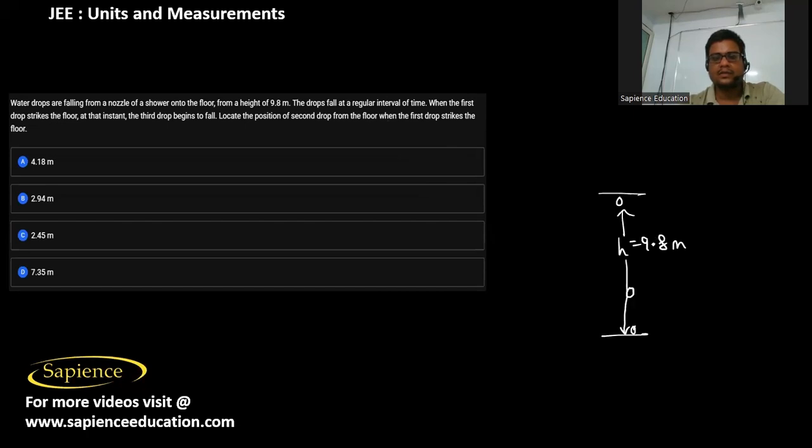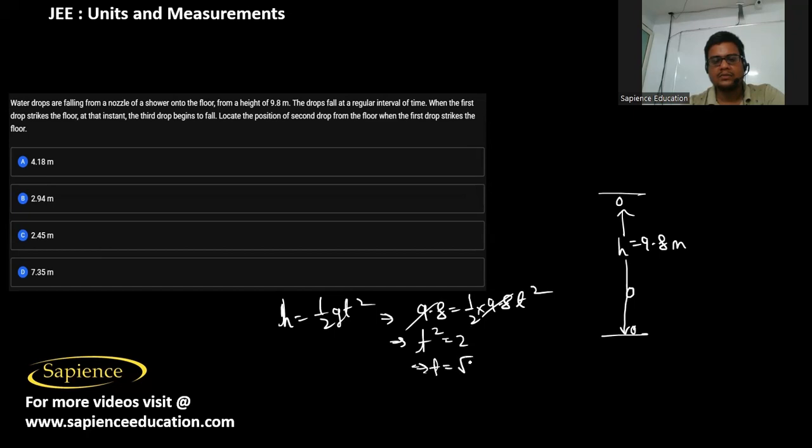The drops fall at regular intervals of time. So the first drop will reach the floor in a time. The time interval it will take, that is h equal to half g t square. g is 9.8, so 9.8 equals half into 9.8 into t square. So 9.8 will cancel, so t square is equal to 2. So t will be equal to root 2.